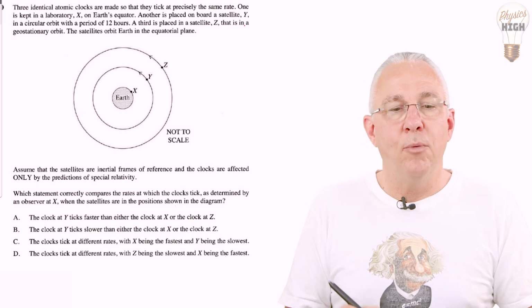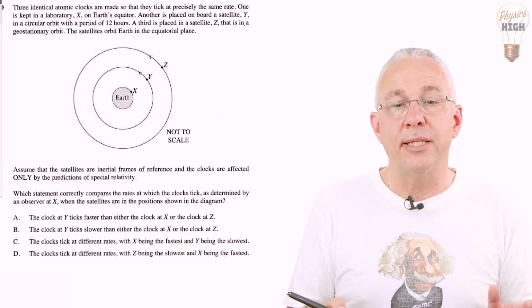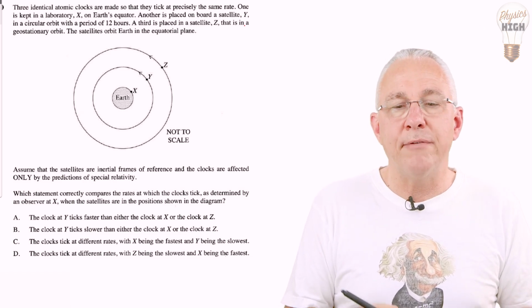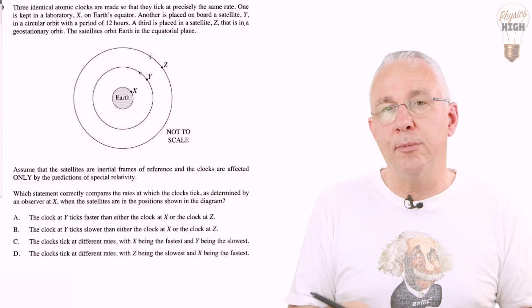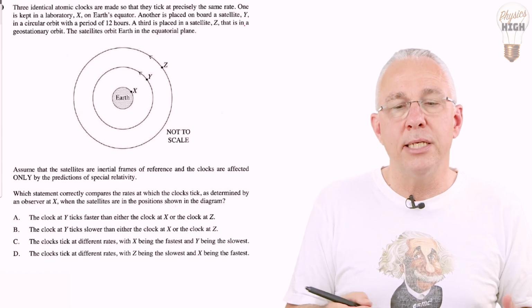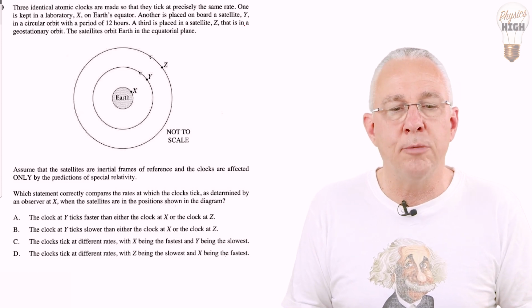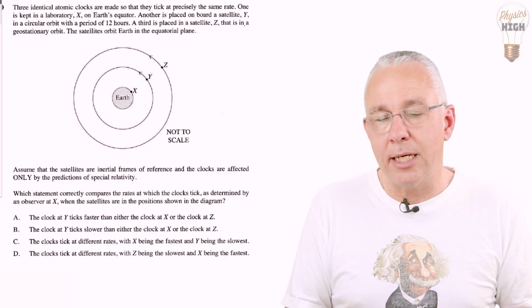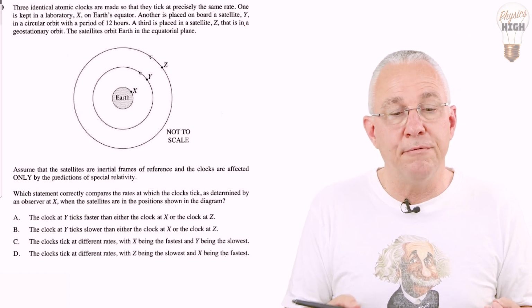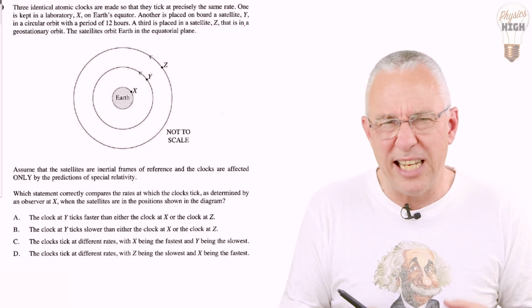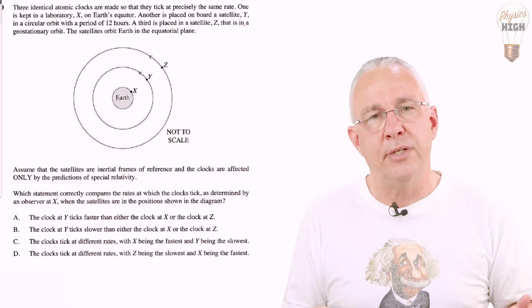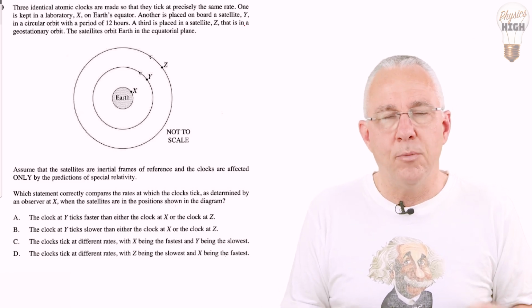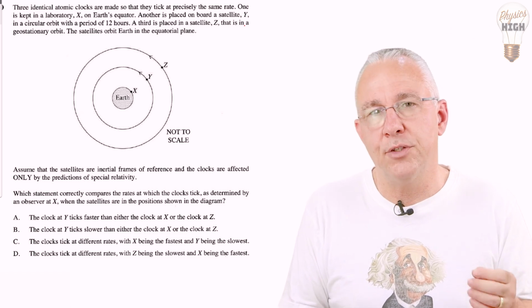Our final question. We have 3 identical atomic clocks that are made so that they tick at precisely the same time, and one is kept in a laboratory on X. We have another one on Y, which is in a circular orbit with a period of 12 hours, and a third, Z, is in a geostationary orbit. These, of course, are all in the equatorial plane. Now, assume that the satellites are inertial frames of reference and the clocks are affected only by the predictions of special relativity. Of course, this is not true. We also have general relativity acting on these clocks, but we're going to ignore that for the moment. We're simply applying our concepts of time dilation here.